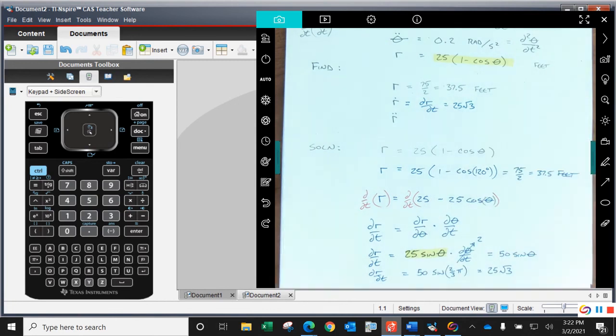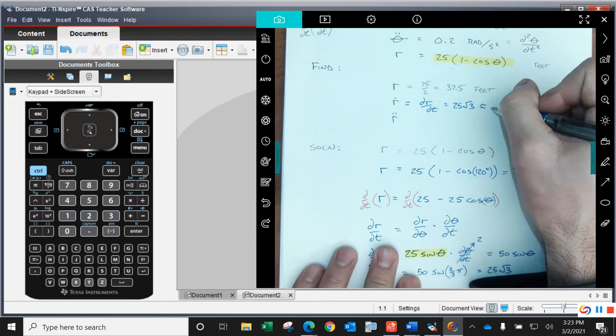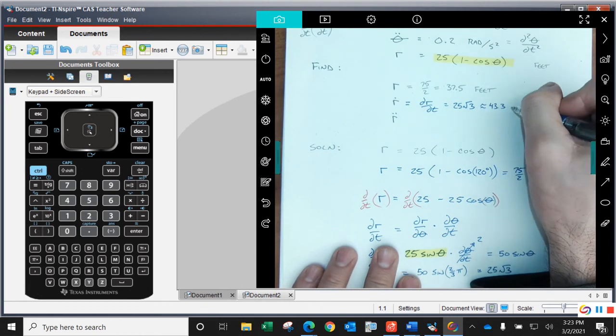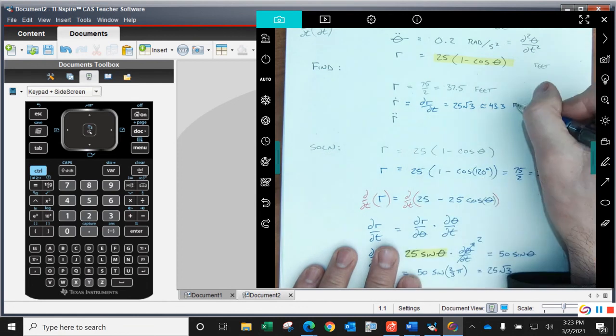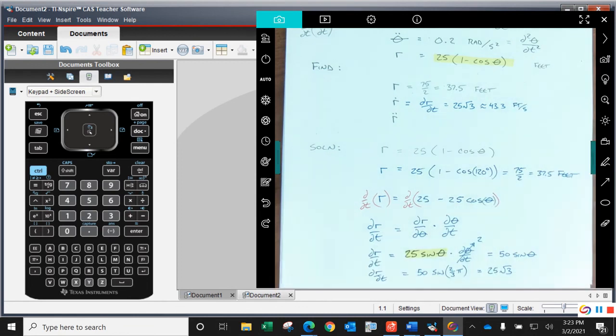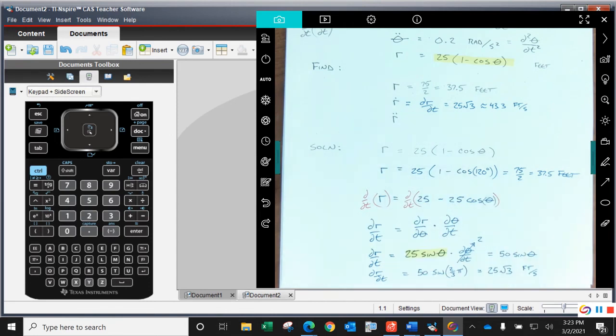Maybe I should get an approximation of that. Now that is feet per second. Alright, now all we have left to do is find the second derivative. So let's give that a go.